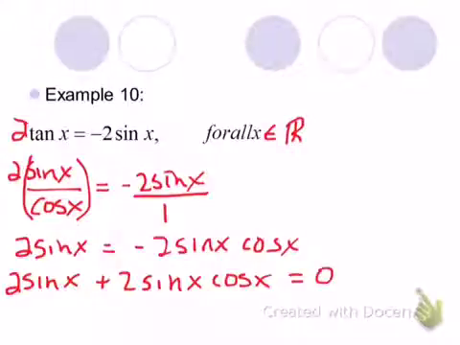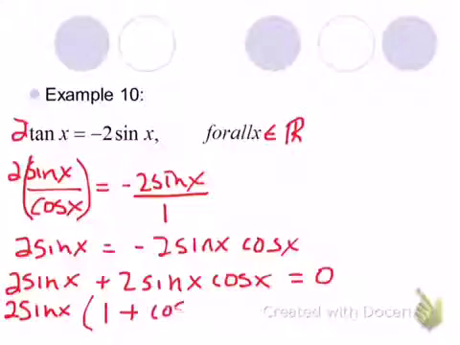But it's not going to have a nice solution if we don't do it that way. I must have copied that problem down incorrectly. So I can factor out a 2 sine x. That's correct. And I can factor 2 sine x out, and I'm left with 1 plus cosine x equals 0. Okay, any questions about how we've gotten to here?